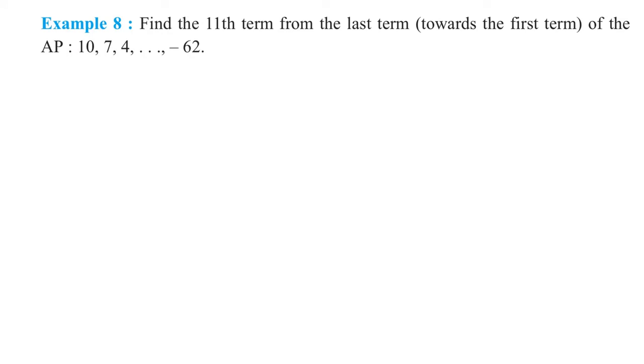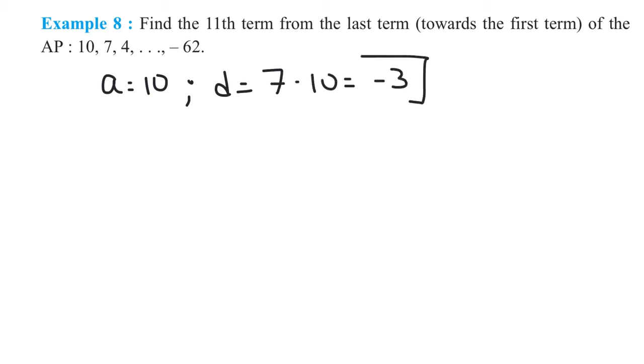Let's try this. Find the 11th term from the last term towards the first term of the arithmetic progression 10, 7, 4, and so on. So what is the first term over here? 10. What is the common difference? 7 minus 10, which is going to be minus 3. So this is the common difference.